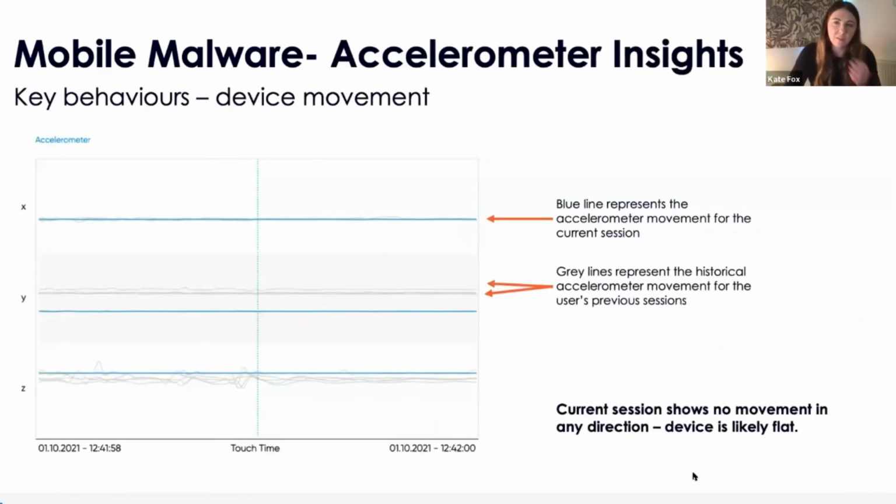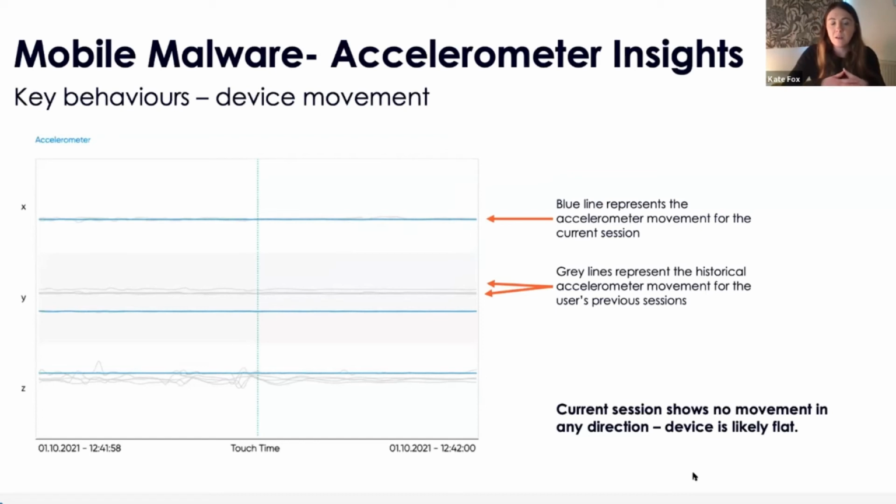If we have a look at the accelerometer insight data, in this graph you can see the blue lines and the gray squiggly lines. The blue lines represent the accelerometer movement for the current session, so that's our fraud session that we're looking at now. The gray lines represent the historical accelerometer data from the user's previous sessions, because we knew that the genuine user logged on, I think about 8 days before. So we've got that history of what the genuine user does, and we're comparing it to the fraud one now.